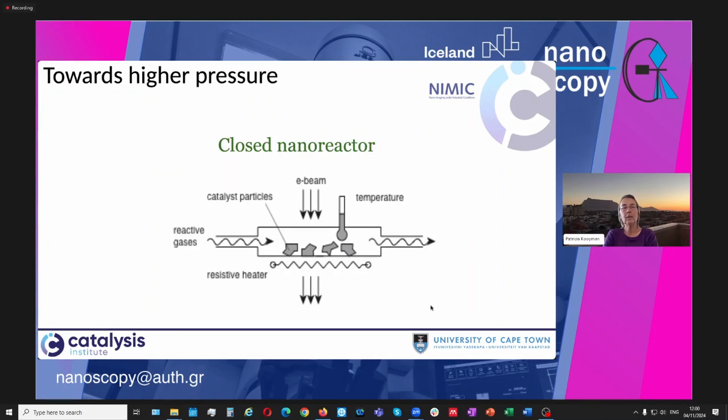So it's a completely closed system where we've got electron transparent windows. Of course, I'll come back to that. We put the catalyst inside, and we can flow gases over the catalyst. We can measure the temperature in some way. And one of the important things is that the heater is on the vacuum side of the whole nanoreactor. So the heater is not directly in contact with your gases. It only provides the indirect heating of your bottom window.